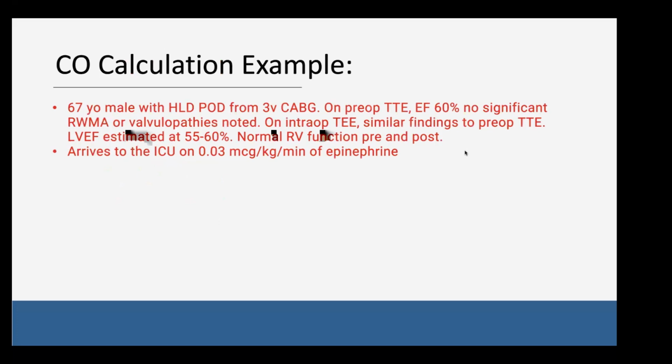So the first case is a 67-year-old male with a history of hyperlipidemia who was post-op day 0 from a 3-vessel CABG. He comes in basically as a fresh admit. On pre-op transthoracic echo, he has an EF of 60%, no significant regional wall motion abnormalities or valvulopathies. And then on the intra-op TEE, on sign-out, you get a report that you have similar findings and that the LVEF is estimated at 55 to 60%, and the RV function is normal pre and post bypass. He arrives to the ICU on 0.03 mics per kilo per minute of epinephrine and nothing else.